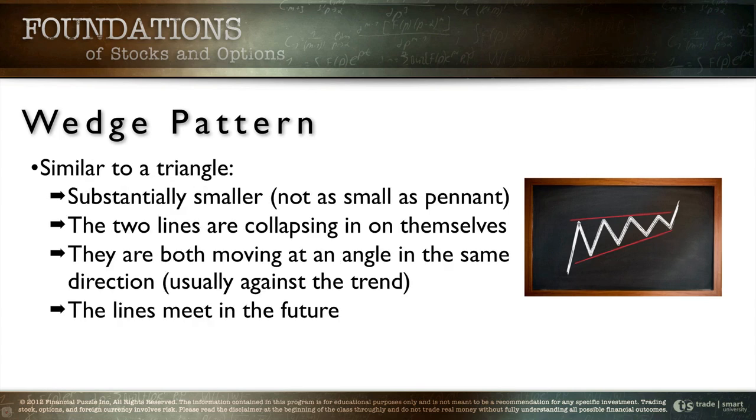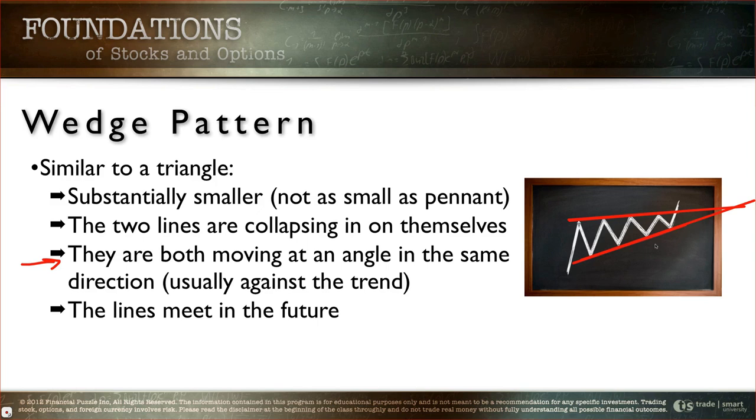Like I've already mentioned, they're similar to the triangle, but they are substantially smaller, though not as small as a pennant. You have the two lines that are collapsing in on themselves. Here's one of the distinctions. Both of the lines are moving at an angle, and that angle is in the same direction. Take a look at how these lines are drawn on the screen here. Notice that the top line is moving uphill and the bottom line is moving uphill, but they are still converging upon themselves. And if you drew these lines out far enough, they will connect at some point, even though they're both going uphill. So you see that distinction?